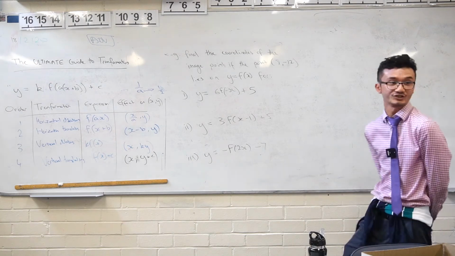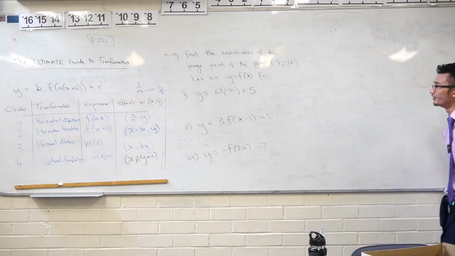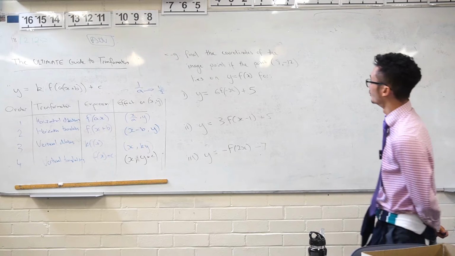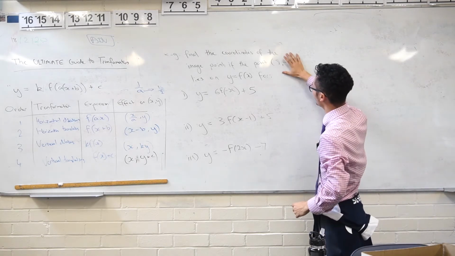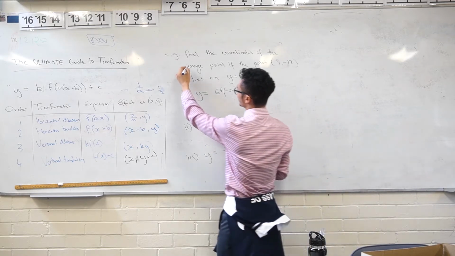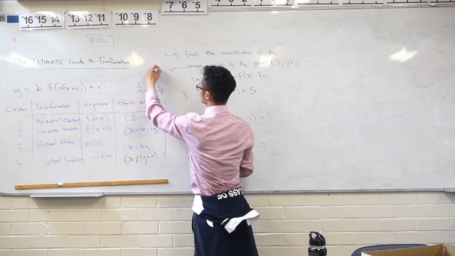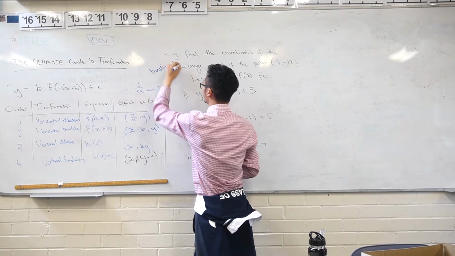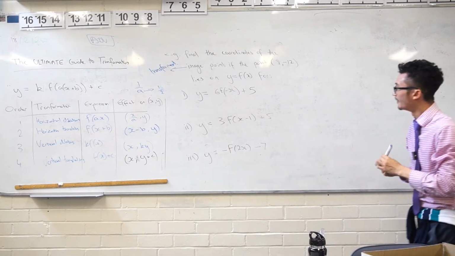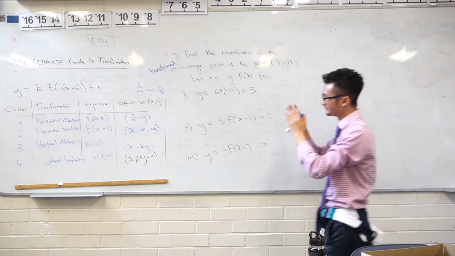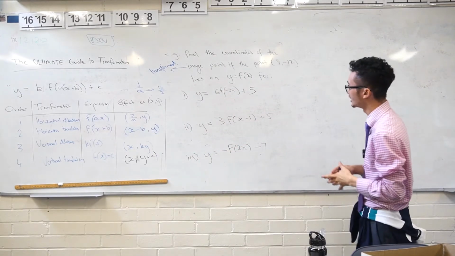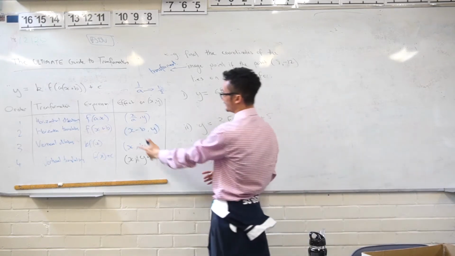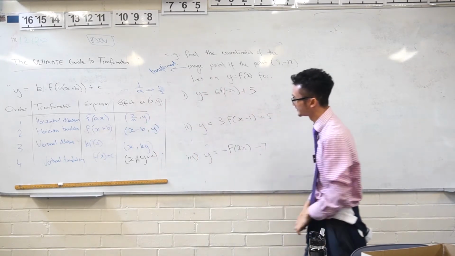The other common type of question I'd like to ask is find the coordinates of the image point. That means if we have some function and this point lies on the function, the image is the transformed point. Now, where does that point go? We had a bit of a look at that at the beginning of this. Basically, it's going to rely on the effect on x, y. So they're going to tell you these transformations, and we have to interpret them for the various coordinates.